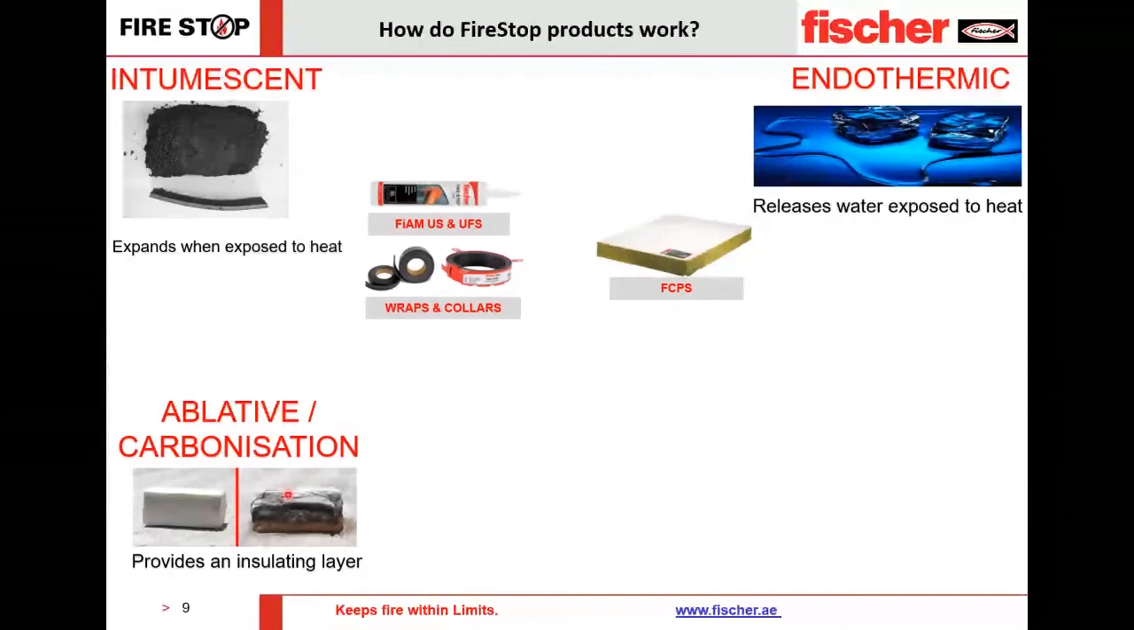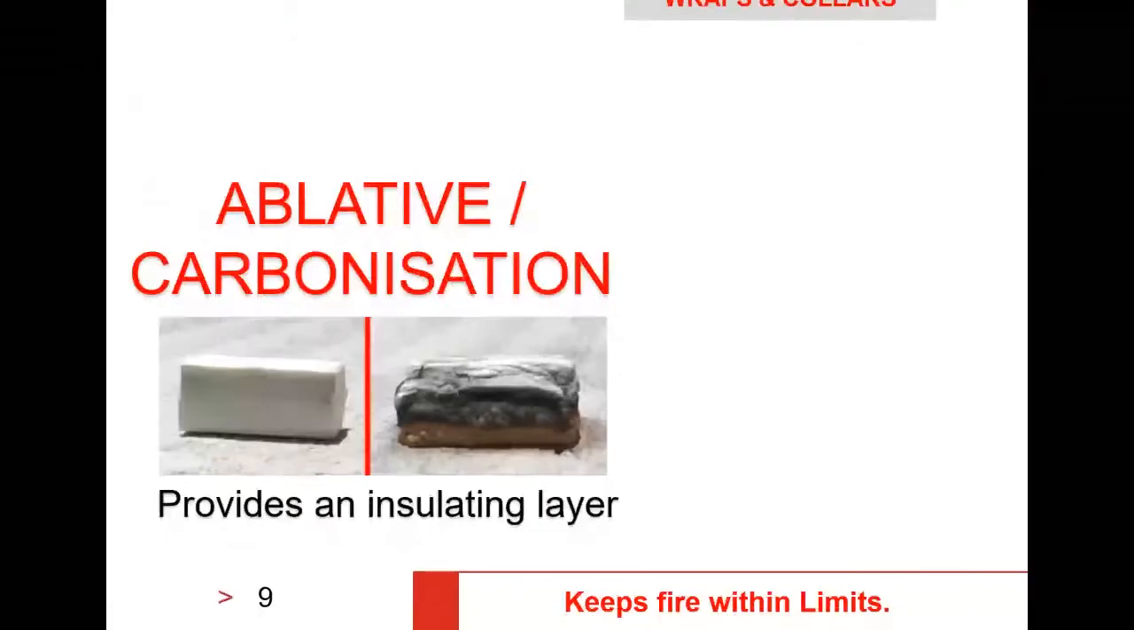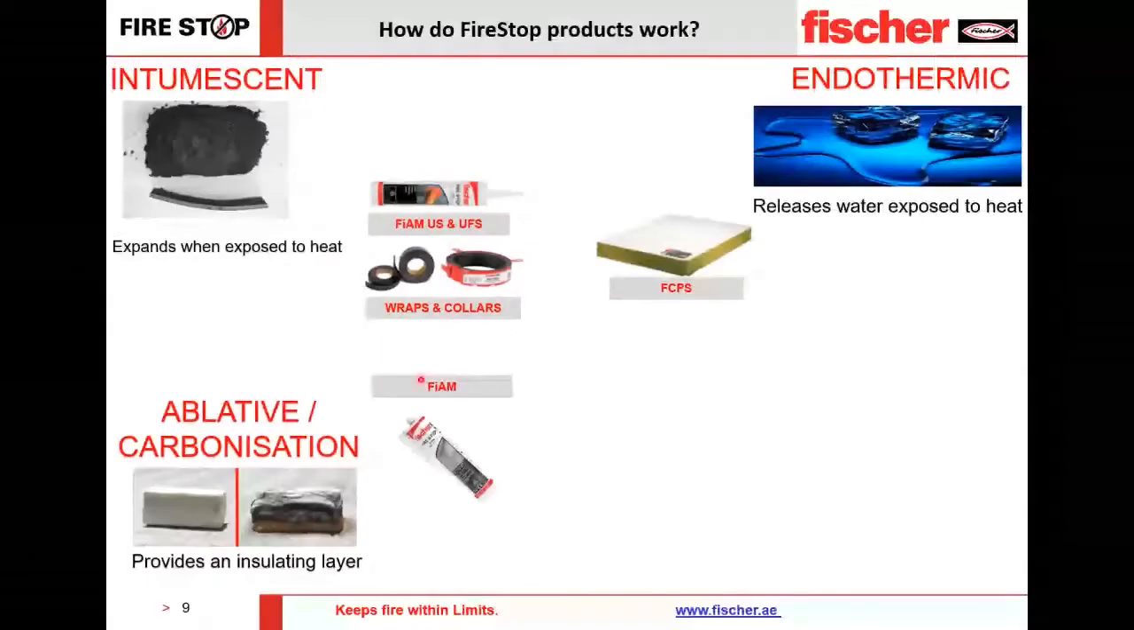The third type is called ablative or carbonization. What you see in this image is a product called FIAM. After curing, when exposed to fire, it forms a charred coating on top of itself. This char is insulative in nature and prevents heat transfer from this particular location. Also, the sealant prevents smoke and gases from passing through. So the product name is FIAM.